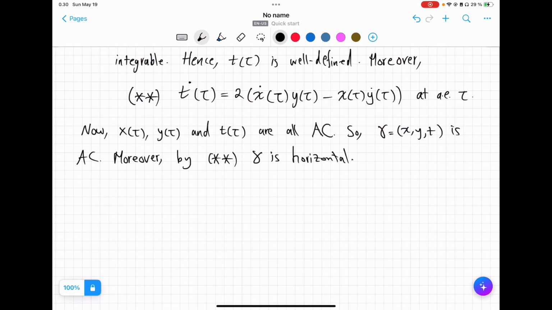Okay, and clearly the last part of the claim of the theorem is that pi composed with gamma is just gamma bar, because you just look at x and y.